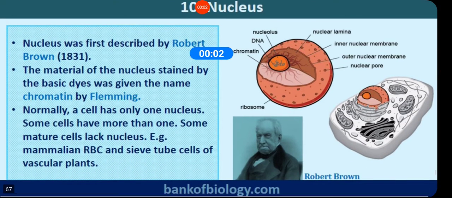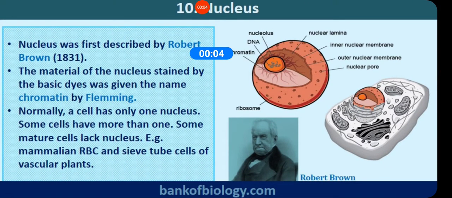Now we are going to discuss the other organelle, which is the principal organelle. It is the most specialized organelle. It is called the active ruler of the cell. So this is all about the nucleus. You know that the nucleus was first discovered by Robert Brown in 1831.